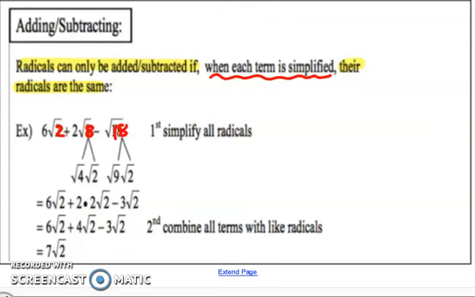So since they're all different, I can't add the numbers outside. We can't add the 6, the 2, and the negative 1. Okay? We can't combine those because all of them have different square roots.